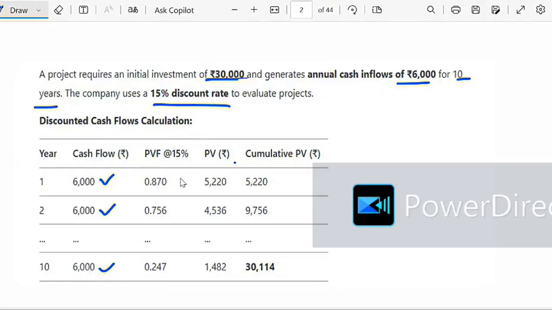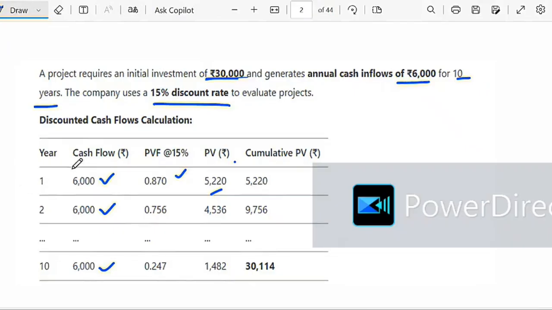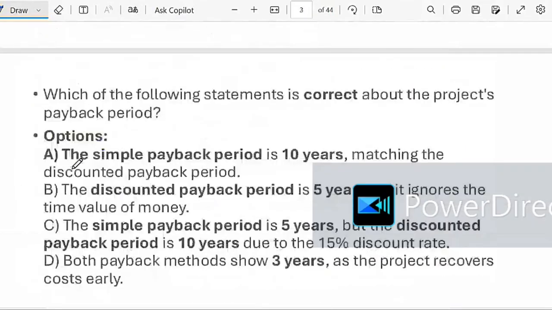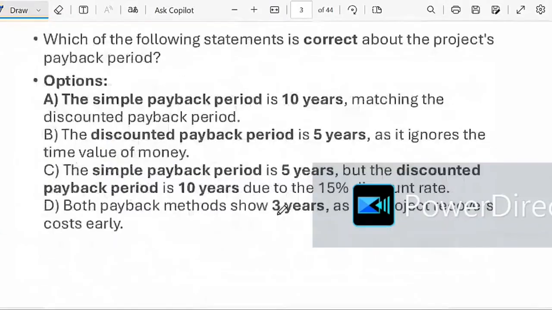And then we find the present value factor, we multiply both of them to get the present value, and then we get the cumulative PV. So this is just a table given for your convenience. Now the question is, which of the following statements is correct about the project payback period? Very good question, right? Which statement is correct regarding the project payback period? That is what has been asked.